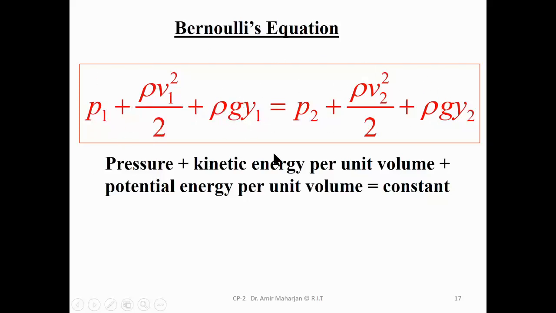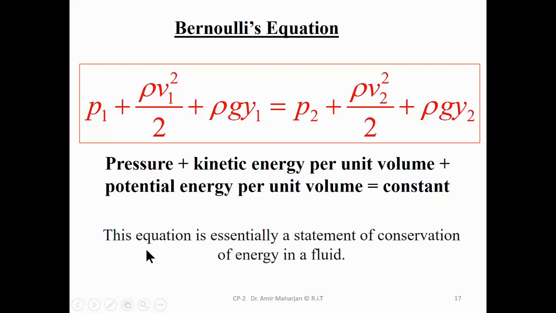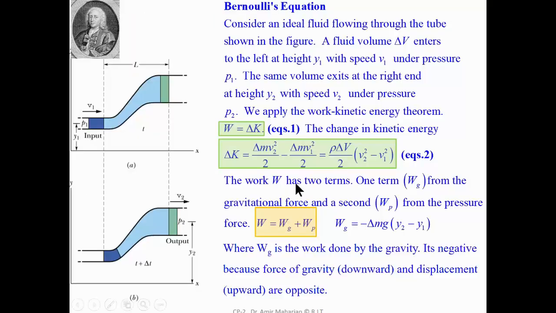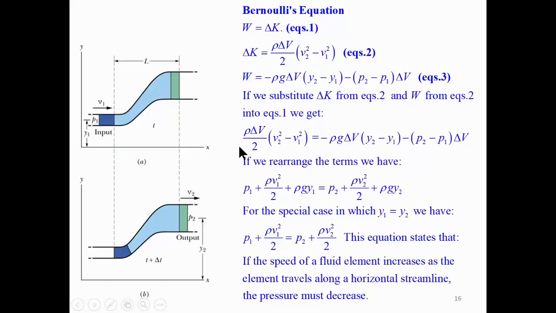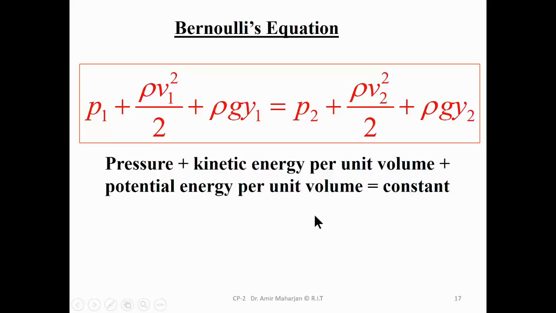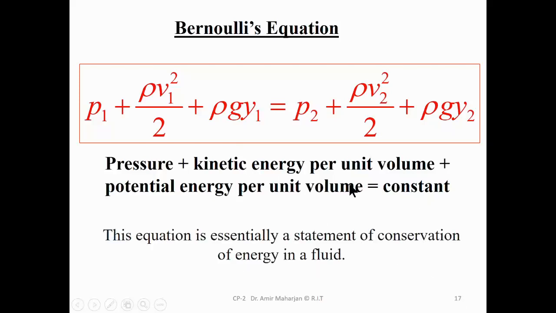If you check this equation, it will just continue: P1 + 1/2 rho V1^2 + rho g y1 = P2 + 1/2 rho V2^2 + rho g y2, and so on. This is the statement of Bernoulli's equation. But remember, this Bernoulli's equation was derived from the work-energy theorem, so it is nothing new. It's just a consequence of energy conservation.